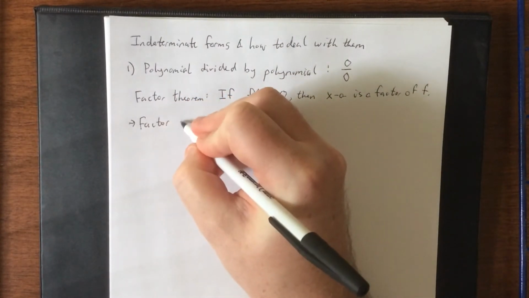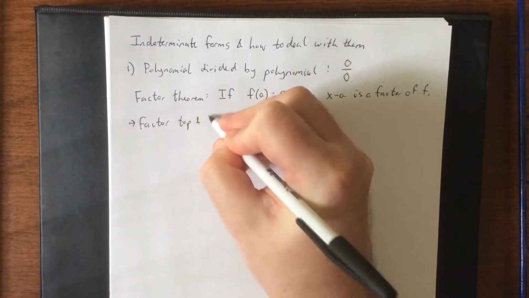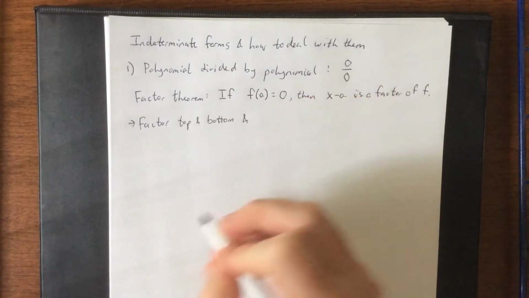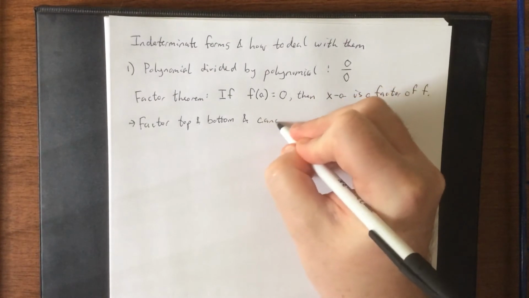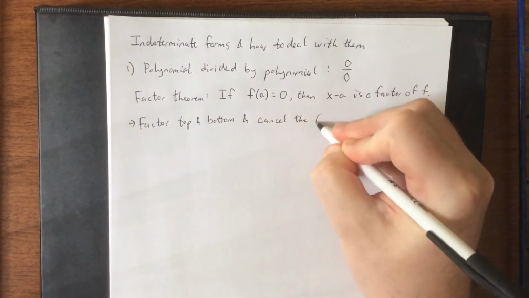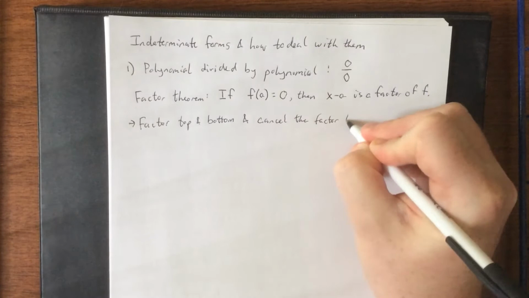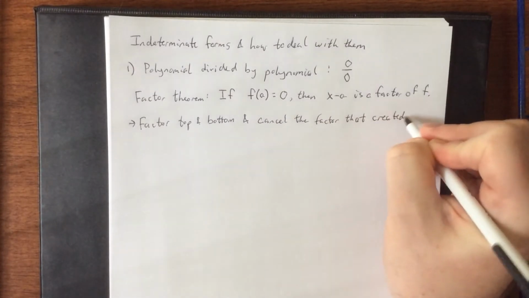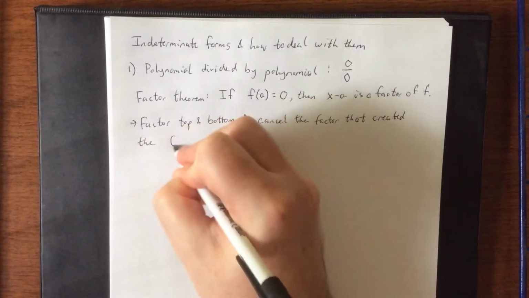So you will factor the top and the bottom, and cancel the factor that created the 0.